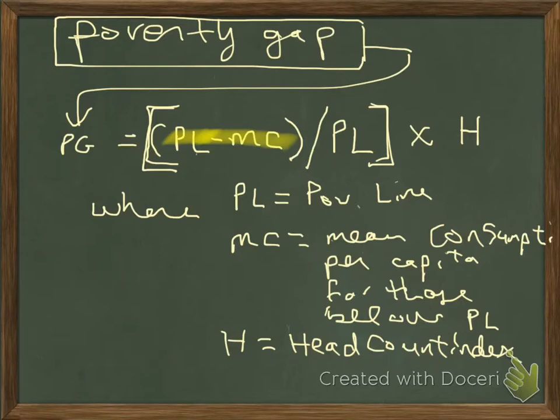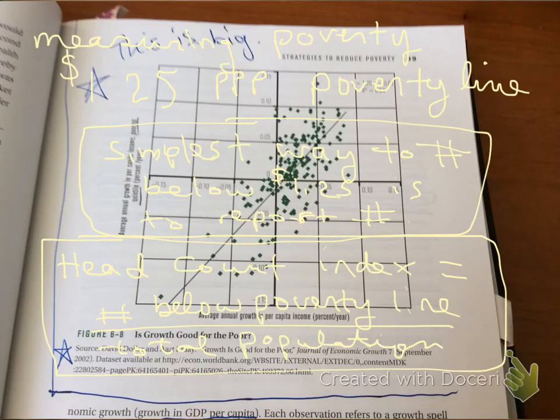So we have these 3 basic ways that we can actually measure the depth of poverty. And poverty gap is the most important. Okay, so I want to find this one, but I wanted to talk to you about this other thing here.